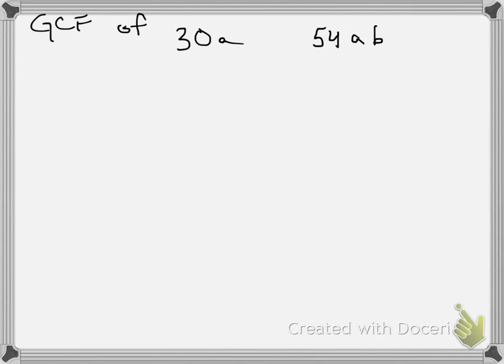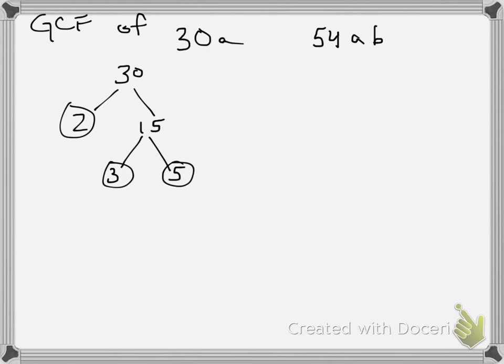Okay, here's another one. What's the greatest common factor of 30a and 54ab? Well, first I'll do my prime factorization tree for 30. Let's see, I could break this down into 2 and 15. 2 is prime. Could break 15 down into 3 and 5. Both prime numbers. So for 30a, I would have 2 times 3 times 5 times a.